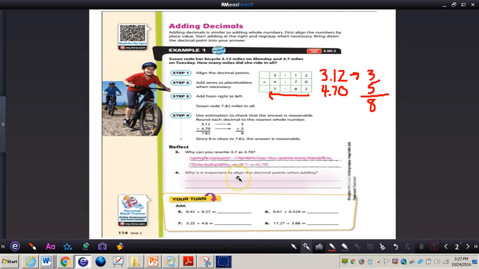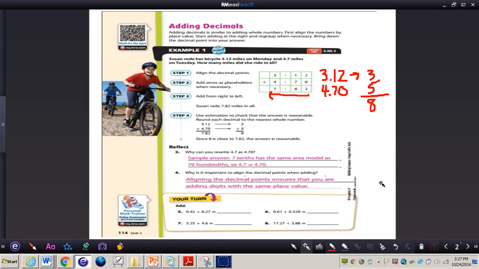Now, let's take a look at the reflect part in number 3. Why can you rewrite 4 7/10 as 4 70 hundredths? So we can see, and I want you to write this answer down, 7/10 has the same area model as 70 hundredths. Okay, so 4 7/10 equals 4 70 hundredths. And what we mean by area model, think about the 10 by 10 grid. 4 7/10 would shade in the same exact as 4 70 hundredths.